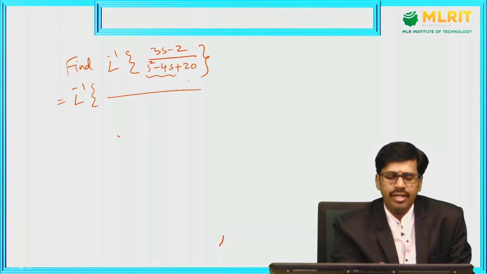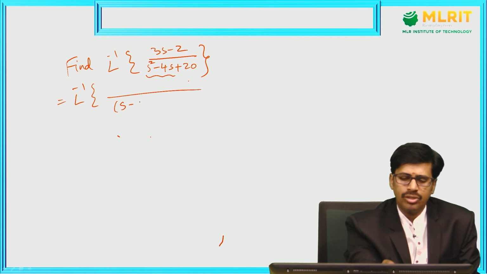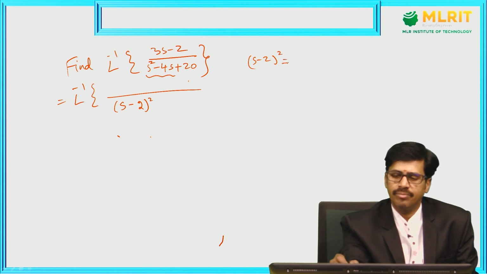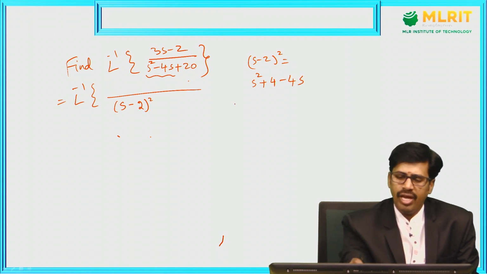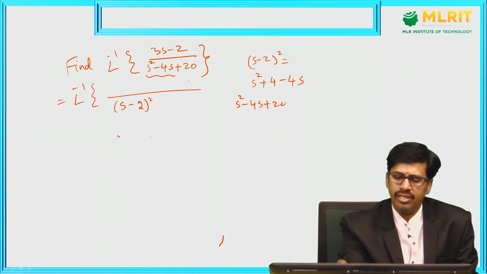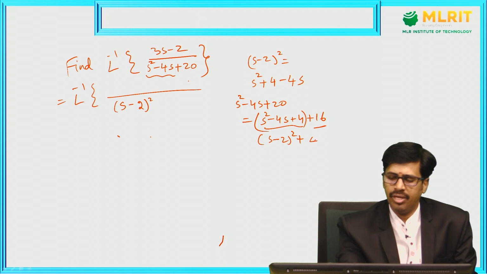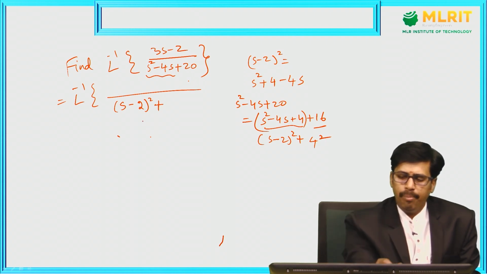These two terms will be in the expansion (s − 2)². So here (s − 2)² can be written as s² + 4 − 4s. Here we have s² − 4s + 20. So, this can be written as s² − 4s + 4 + 16. So, s² − 4s + 4 means (s − 2)², plus 16, which can be written as 4².